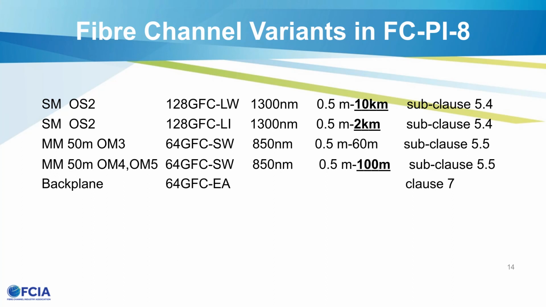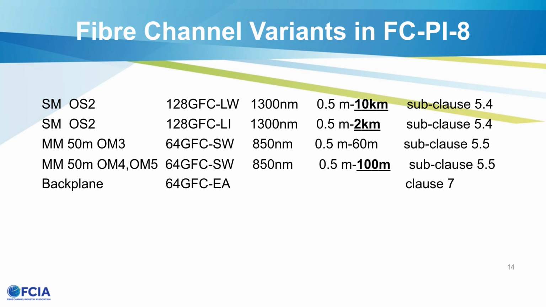I think this gives you kind of an overview of the Fibre Channel variants that we have in FCPI-8 and subclauses in the document that go with them. So we have a long wave version. It's 1310 nanometer. It's basically half a meter to 10 kilometer, and that's in section 5.4. We have an intermediate version that's single mode. That's a 2 kilometer version. We have the multi-mode version of basically OM3 fiber, which is 850 nanometer, and that has a 60 meter reach. And then we have the OM4, OM5 version, which has a 100 meter reach.